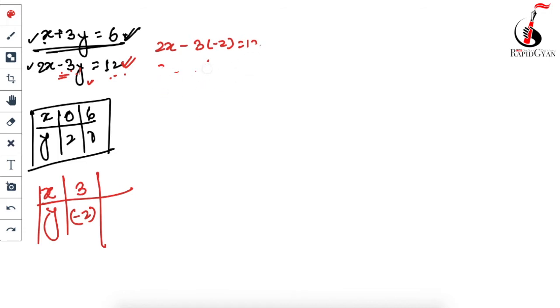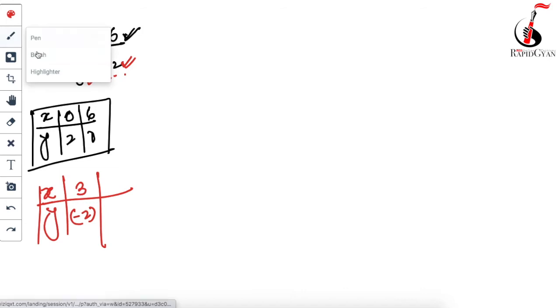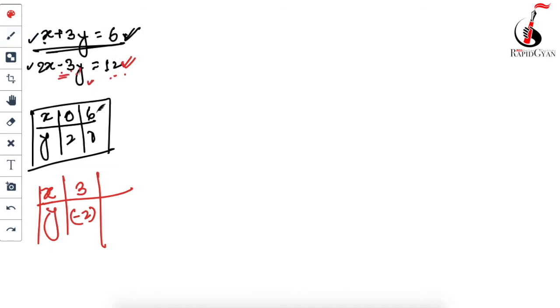Hope it's clear, guys. Okay, now I will have to find another coordinate. One coordinate I have already got. What will be my other coordinate? Let's put x equal to 0. So x will become 0, so y will be 12 upon minus 3. So 12 upon minus 3 is minus 4. So these are the coordinates I got for the second line. Let's draw the graph.